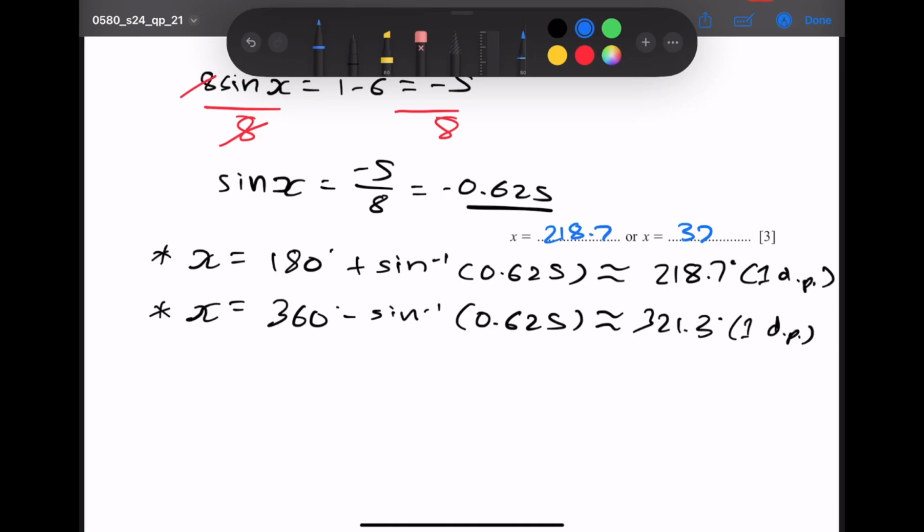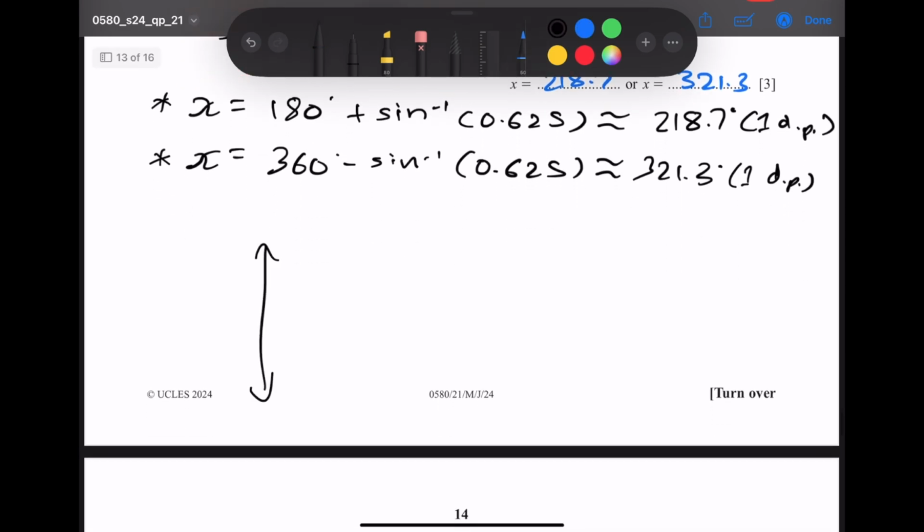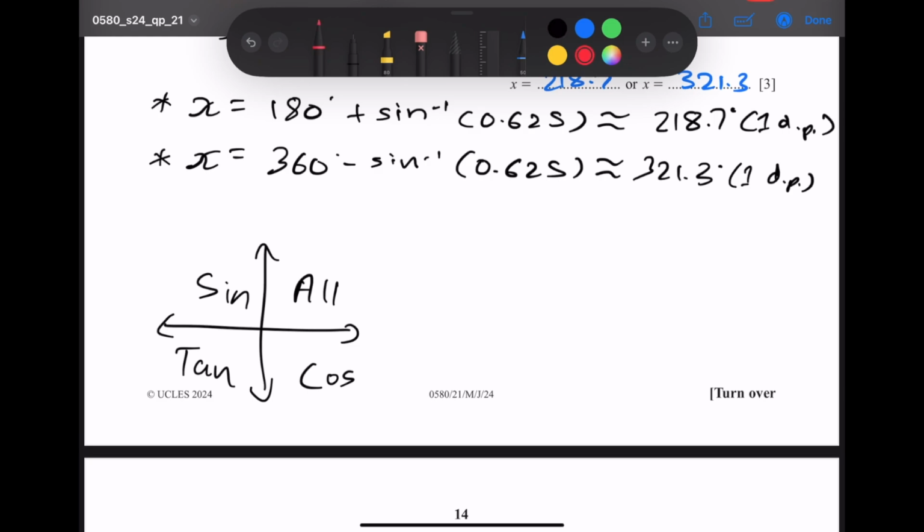218.7 and 321.3. Now the reason that we use these two rules is that if we draw a graph like this of ASTC, where A is all, S is sine, T is tan, and C is cos. If we just write, if we have sine, 180 degrees minus, 180 degrees plus.